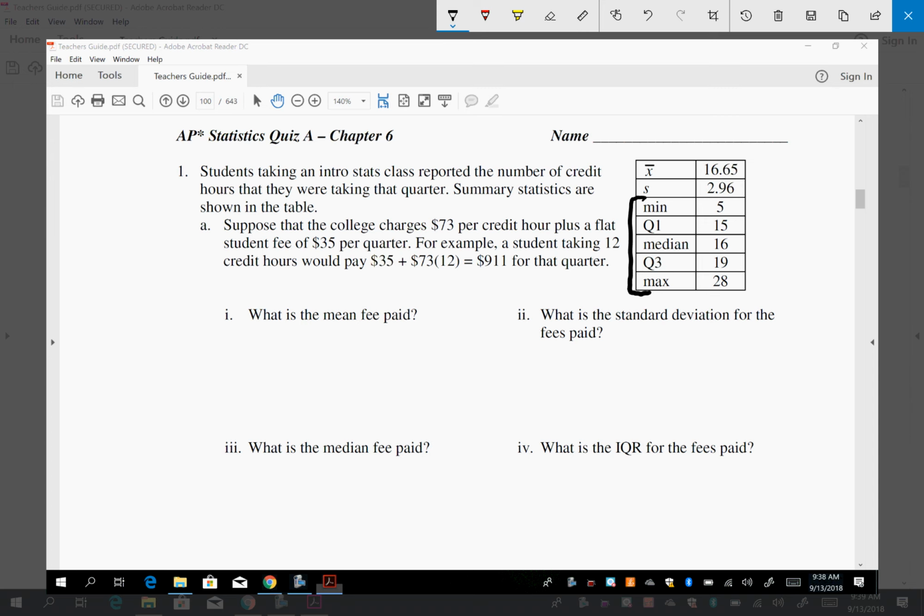Okay, now you see where it says X bar? I want you to cross that out and put Y bar. We're always going to use Y bar. And what does Y bar mean? It's the mean. It's the average. See what I did? Everyone at home say yes. So Y bar is the mean.